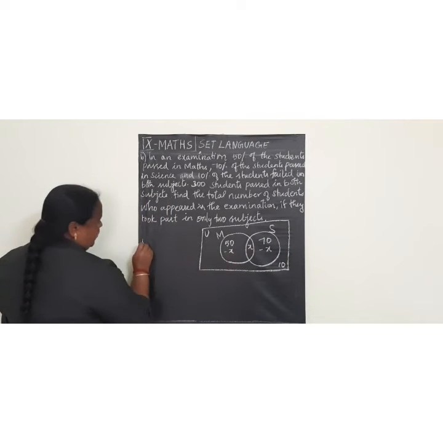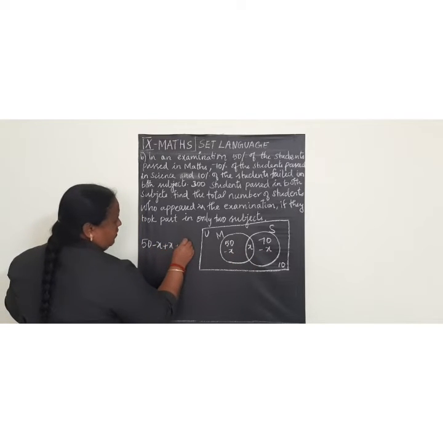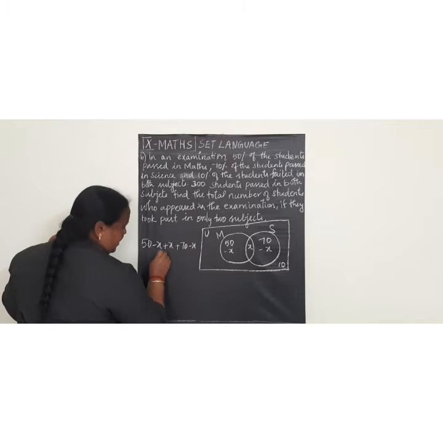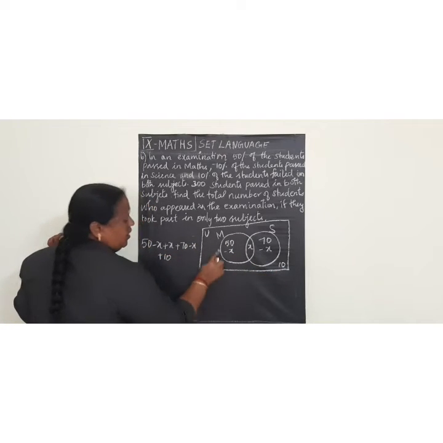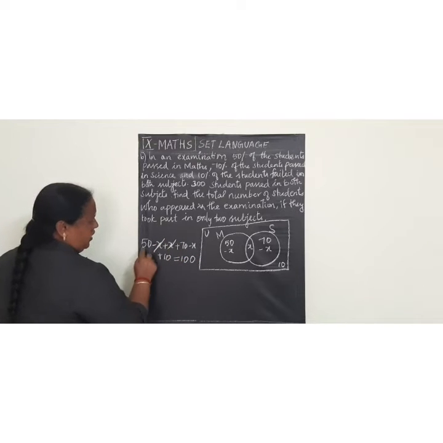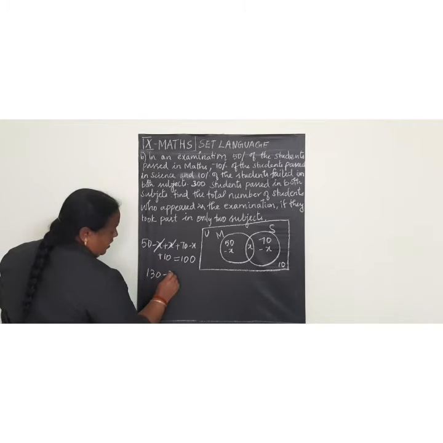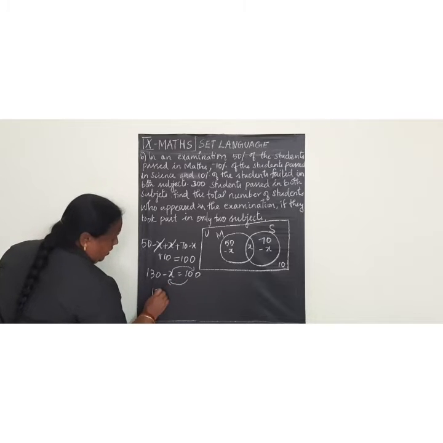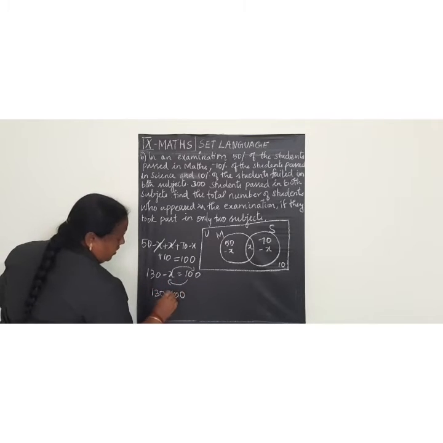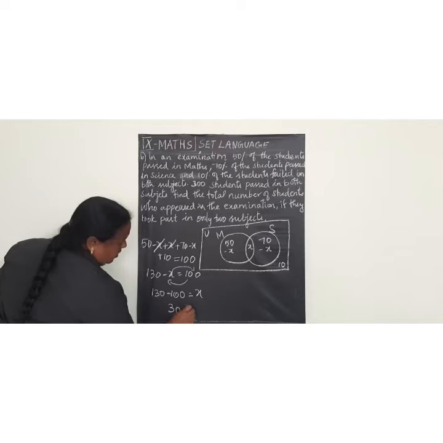So first 50 minus x, we have to add this, plus x plus 70 minus x plus 10, because here all they are mentioned in the percentage, so equal to 100. Plus x minus x will get cancelled. 50 plus 70 is 120 plus 10 is 130 minus x is equal to 100. Bring this x this side, 100 this side. So this 130, when you are bringing this 100 this side, it will become as a minus 100. Here minus x, when you are bringing this side, it will become as a plus x. So 30 is equal to x.